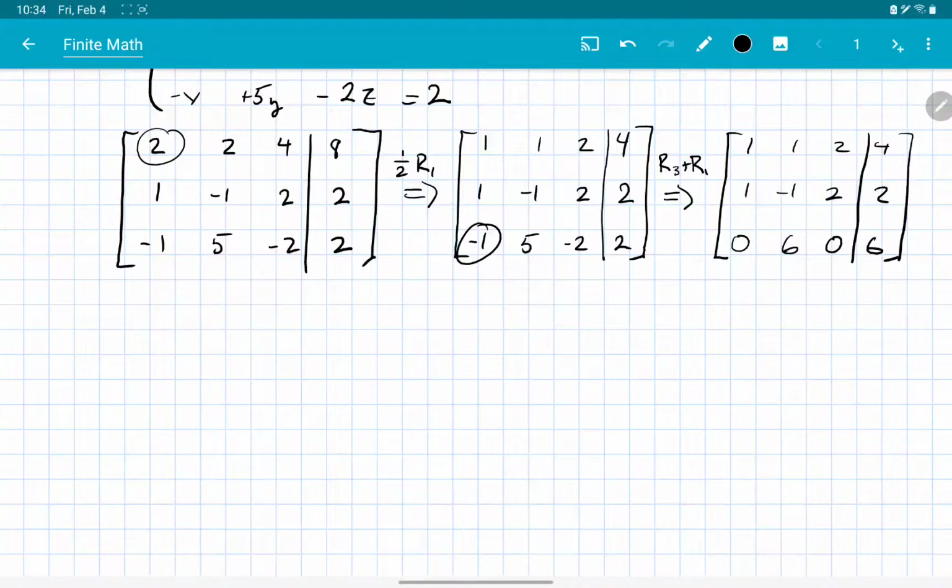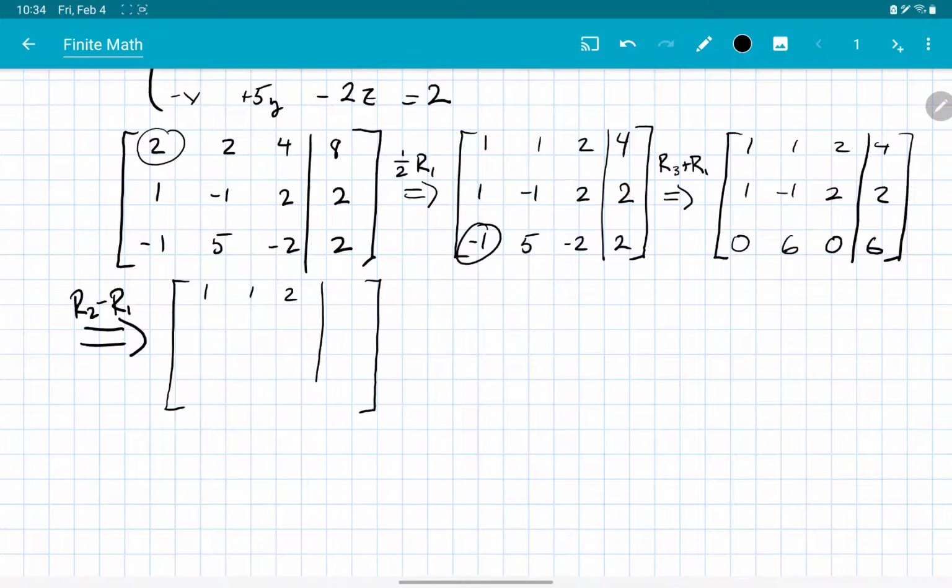Okay. Now let's get rid of row 2's leading 1. So it's going to be row 2 minus row 1. Row 1 stays the same. Now row 2, we're subtracting row 1. So 1 minus 1 is 0. Negative 1 minus 1 is negative 2. 2 minus 2 is 0. And 2 minus 4 is negative 2.